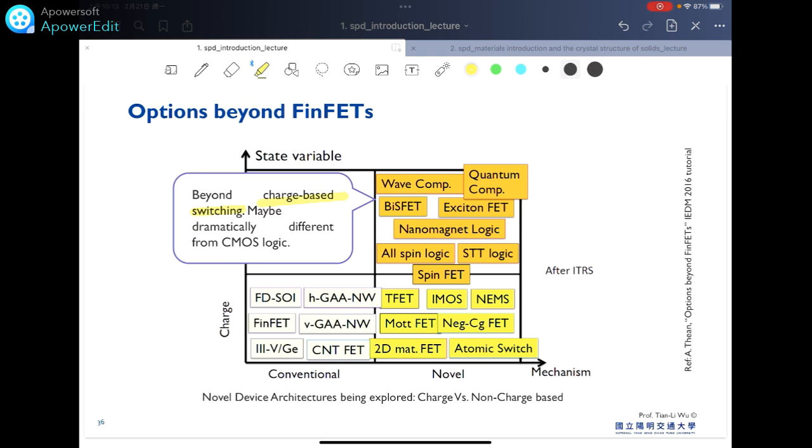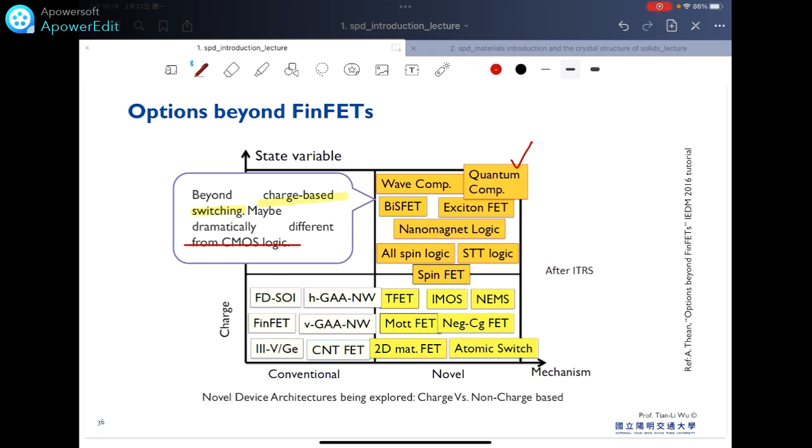And this will completely change the CMOS logic, even the circuit-level design. For example, quantum computing. Quantum computing has been the buzzword in the past years. Everyone is talking about quantum computing. They say quantum computing can move our device to the next level and bring our society to the next level, and the environment can benefit from the quantum device.